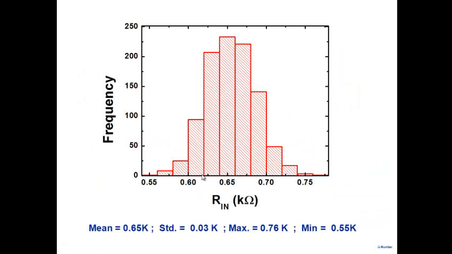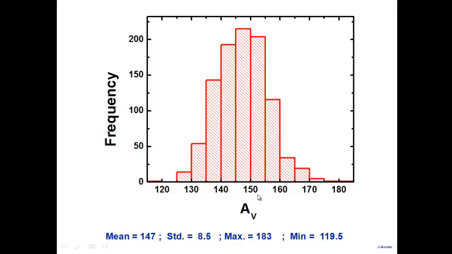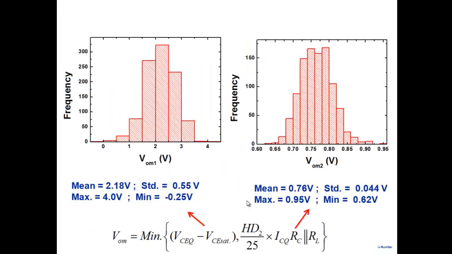In fact, the previous result was not very accurate because this AV has just been calculated from a formula, ICQ times RC parallel RL. It assumed forward active mode. But now you are seeing that under certain cases, my transistor is entering into saturation region, which means that I will not get any gain. The other limit, VOM2, you can see here what is happening. Mean value is 0.76. This harmonic distortion is going as low as 0.62.